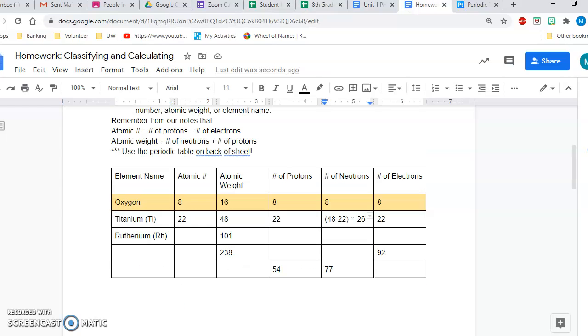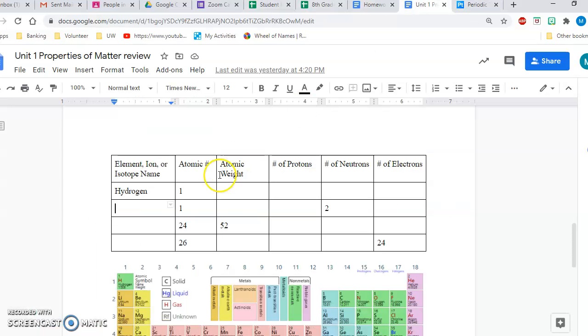Oops, sorry. That was our other example. Let's move that over. So we have hydrogen. And we have 2 neutrons. We know that because we have an atomic number 1, we're going to have one proton, and our electrons are going to be 1. And our atomic weight is always our protons plus our neutrons, so that is going to be 3.